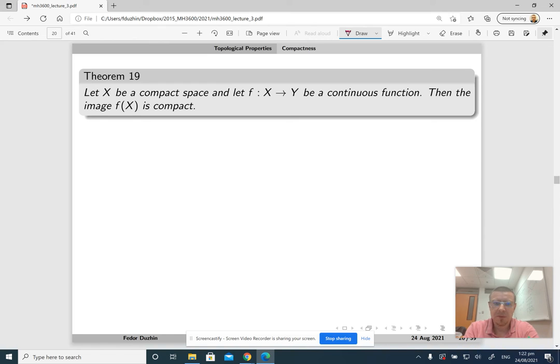How do we know? Let us take f of X, and suppose that there is an open cover of f of X. Here I do not write equals, I write a subset, because we have a bigger space Y, and every open set in f of X comes from some open set in Y. It is the intersection of an open set in Y and f of X. So the union over all alpha of some U alpha.